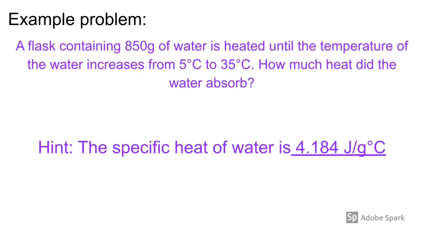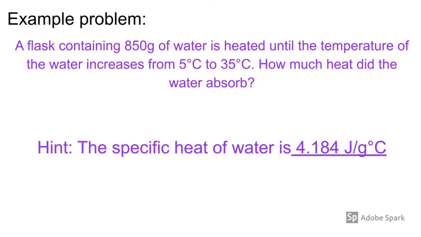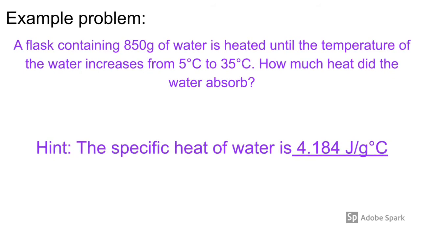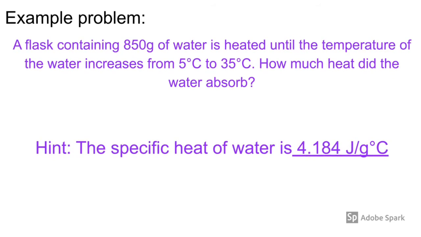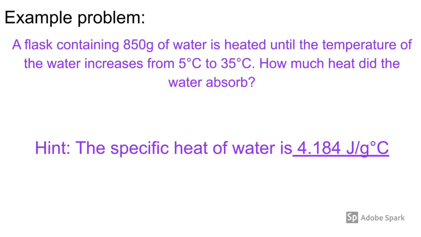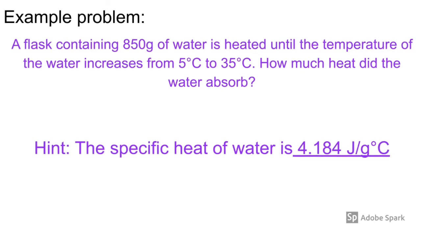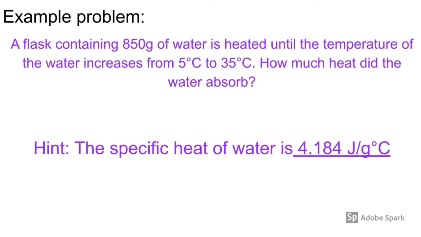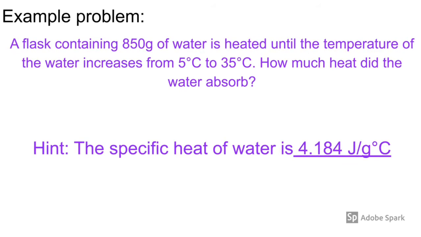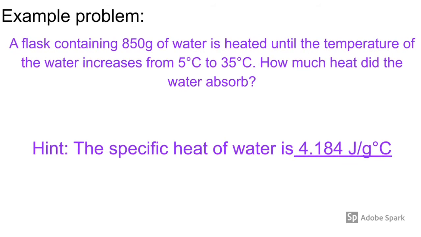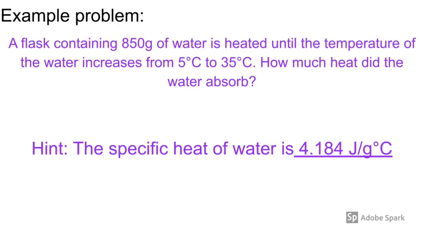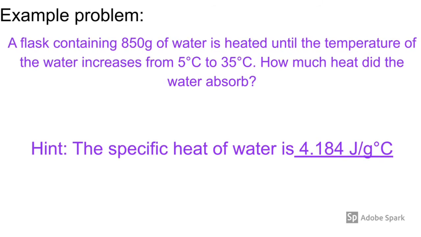So my example problem: a flask containing 850 grams of water is heated until the temperature of the water increases from 5 degrees Celsius to 35 degrees Celsius. How much heat did the water absorb? And here's a hint. The specific heat of water is 4.184 joules per gram degrees Celsius.